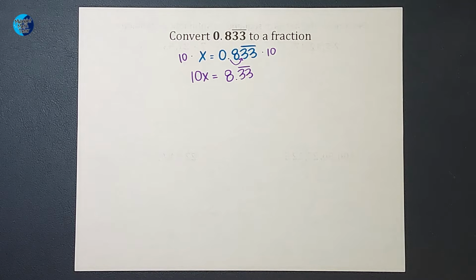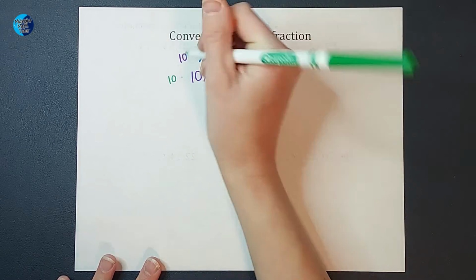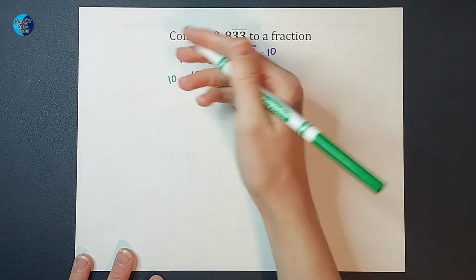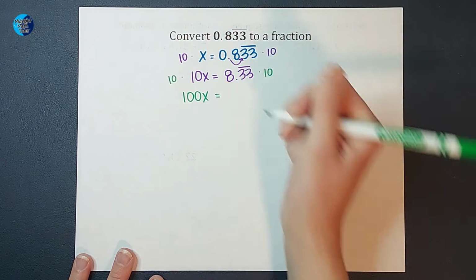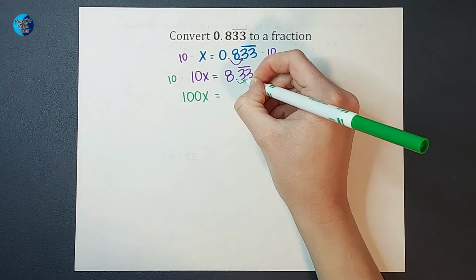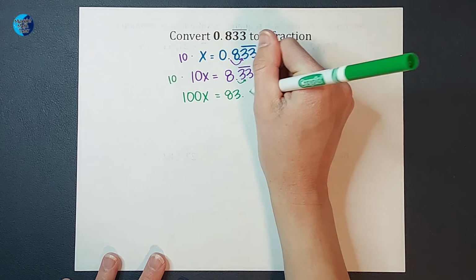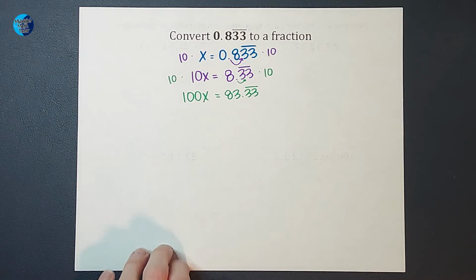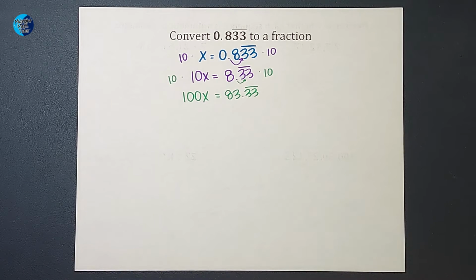Well, the next thing we're going to do is we want to have another number to reference where we are going to multiply by 10 again. I'm going to multiply both sides by 10. Stick with me if this seems crazy. So when I do that, I end up with 10 times 10 over here. So I end up with 100x on this side. And then on this side, again, my decimal is going to move over one place, and I'm going to have 83.33 repeating.